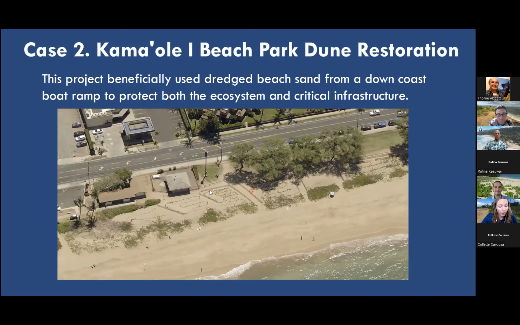And I also want to point out the public infrastructure. All this public infrastructure gets a protective benefit from having healthy dunes. So we've got the road, South Kihei Road, a major thoroughfare, we've got a comfort station, and we actually have a wastewater or sewer pump station. That was all protected by this project. So next slide, please.